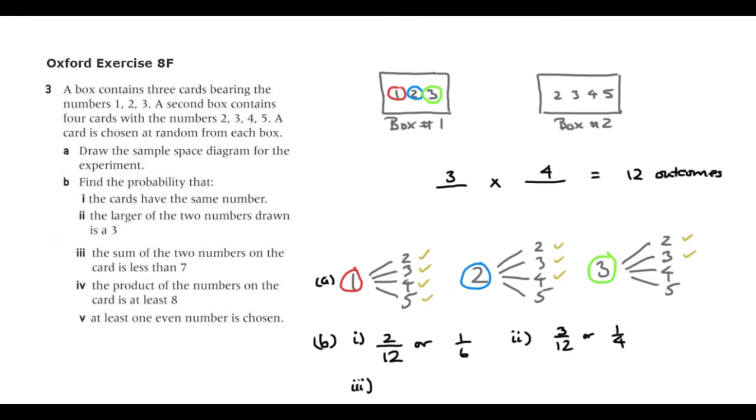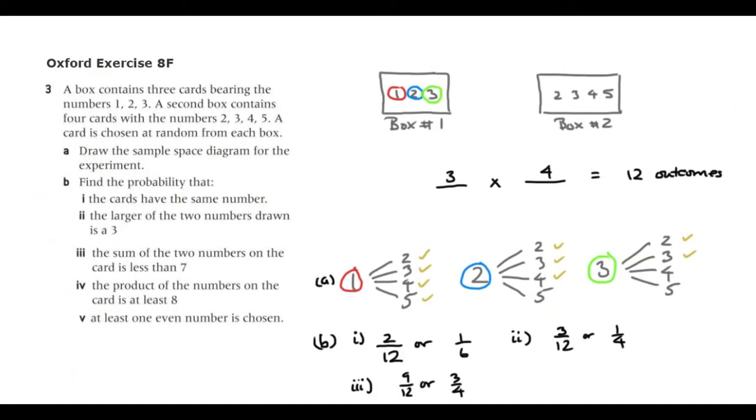So our probability, if we count up our favorable outcomes, is going to be 1, 2, 3, 4, 5, 6, 7, 8, 9 out of 12. And of course, you can reduce this as well. We'll say 9 out of 12, or you could divide by 3 top and bottom, or say 3/4.